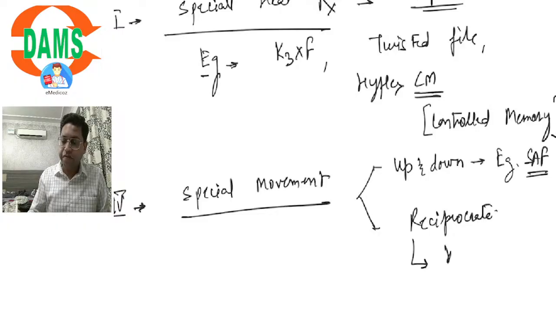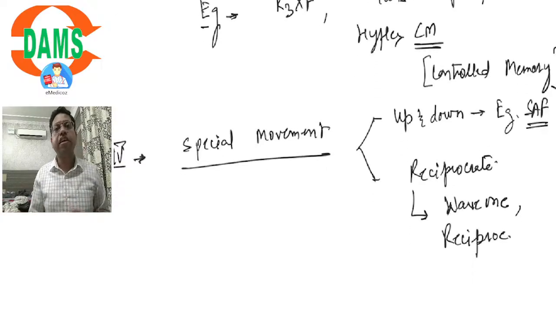are WaveOne and Reciproc. There are any number of nickel titanium instruments available in the market. It is not possible to tell you each and every example, but what I am telling you is what is academically important for you, and the prominent examples of each generation of instruments.